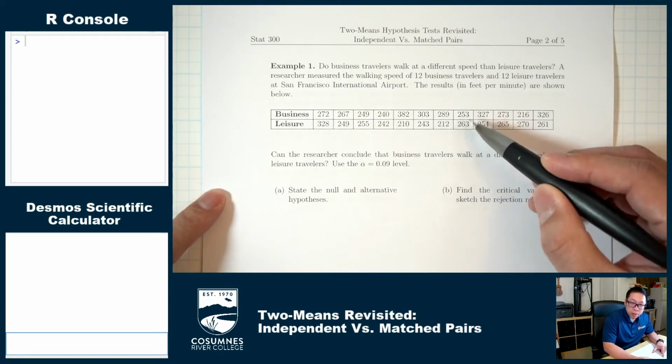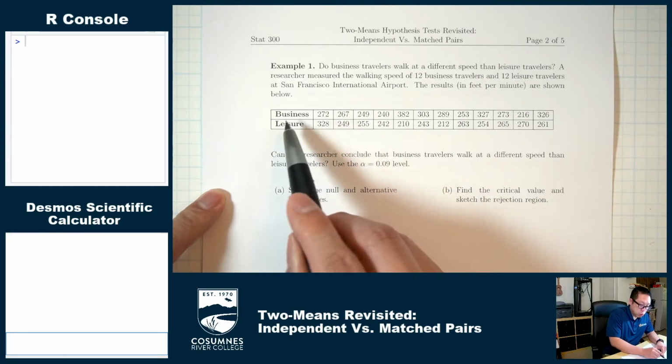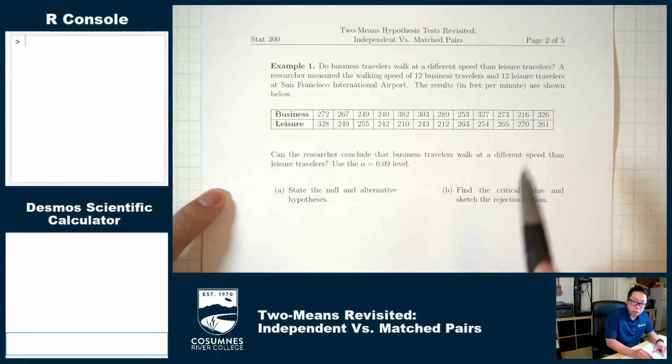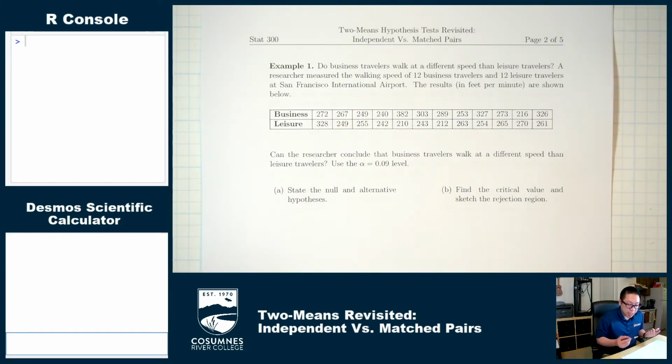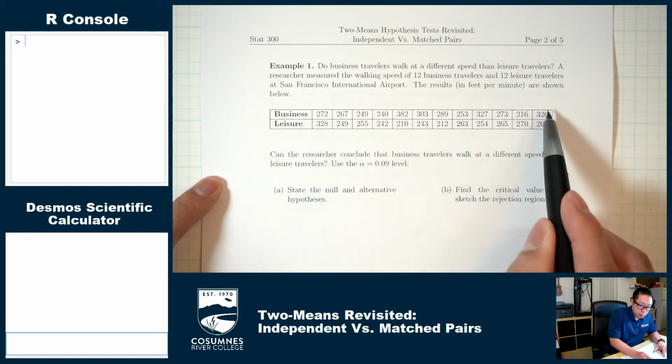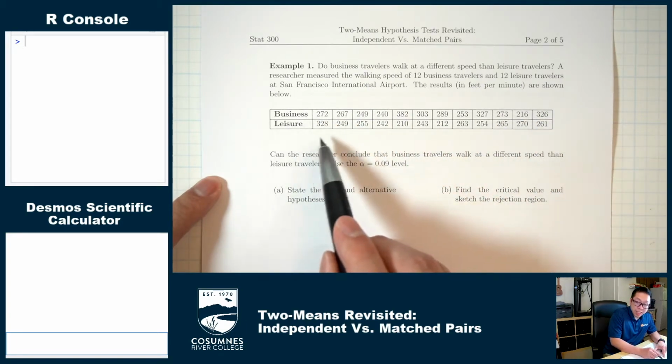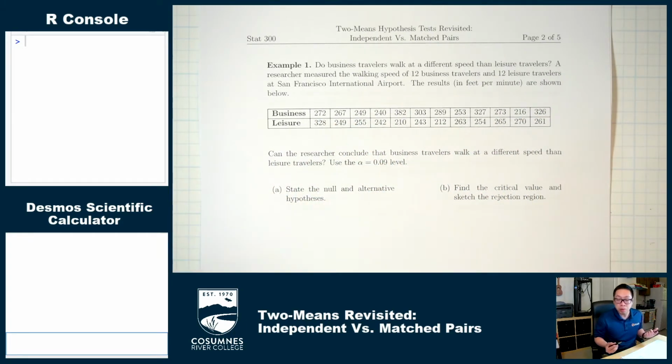These aren't measurements on the same person, right? So this is just 12 business travelers and 12 leisure travelers. And nowhere in the problem does it say that these 12 people in the business group are related in any way to the 12 people in the leisure group. These are just two separate groups of people. We're not told that they're related in any way. So this is going to be independent.